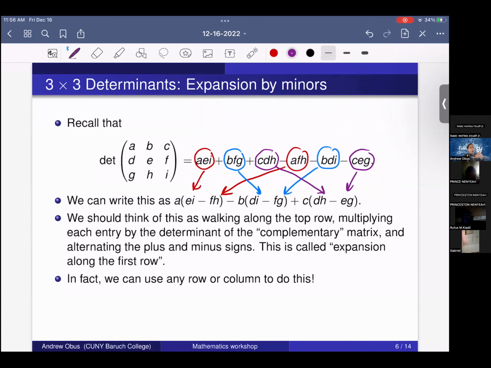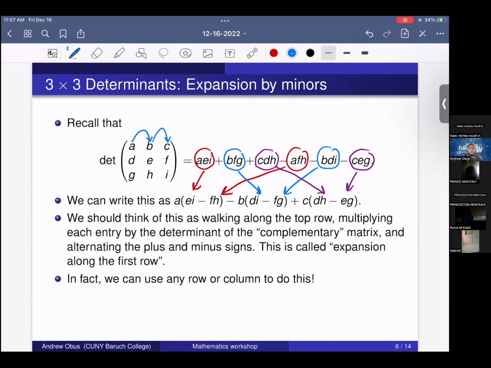So I have these different ways of writing this formula. Of course, this formula is equivalent, but my claim is that this formula is a little bit easier to remember than this formula, and I'm going to tell you why. Imagine that we're walking along the top row. We start at A, then walk to B, and then walk to C.